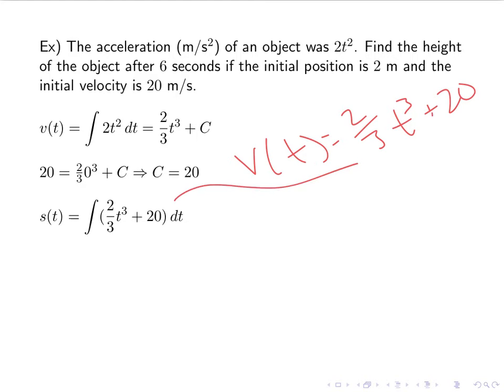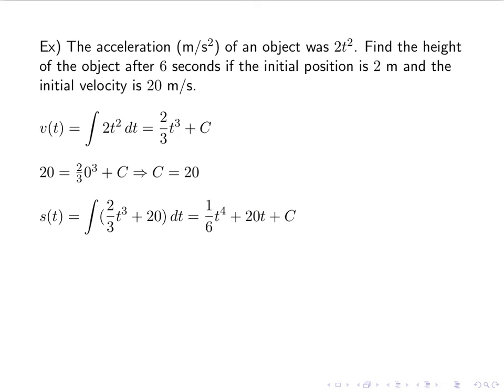And I'm going to integrate my velocity to find position. So once I found velocity, I integrate again, and I get 1/6 t to the fourth plus 20t plus c. So it's not the same c, right? It's a different constant, but it's still just a constant, so we're still going to call it c. So now I have, again, the family of position functions. I'm going to use the fact that the initial position is 2. So again, s is 2, t is 0 because it's initial.